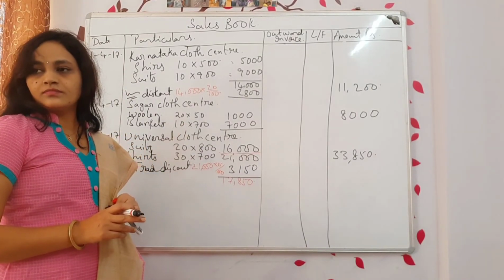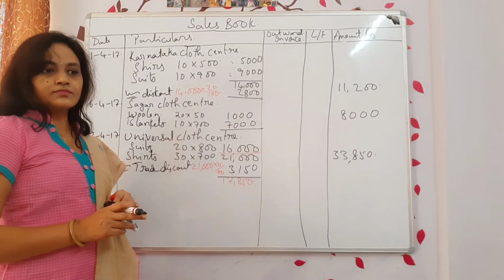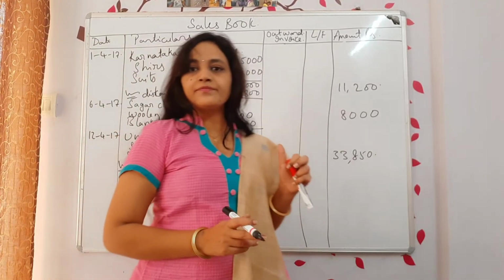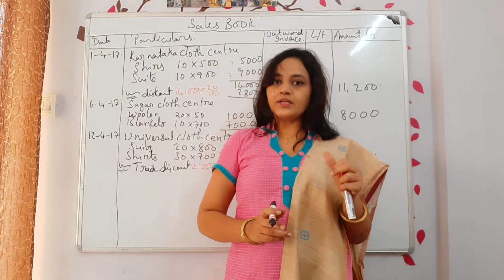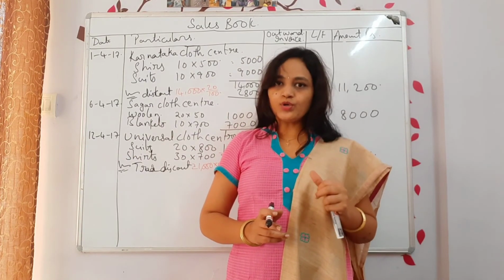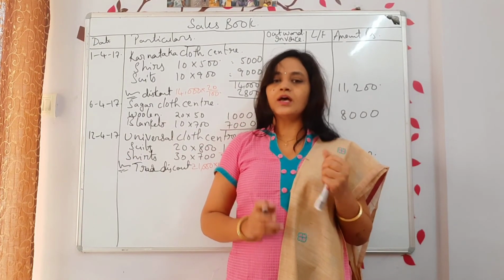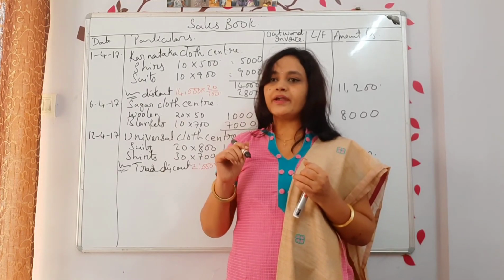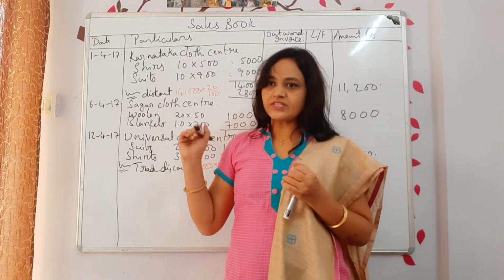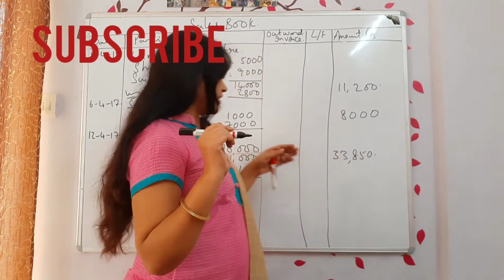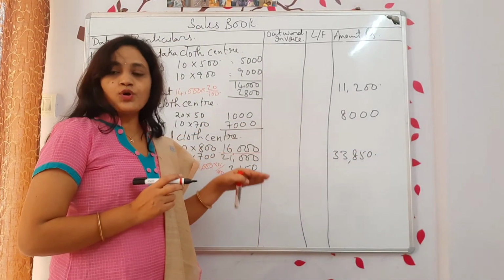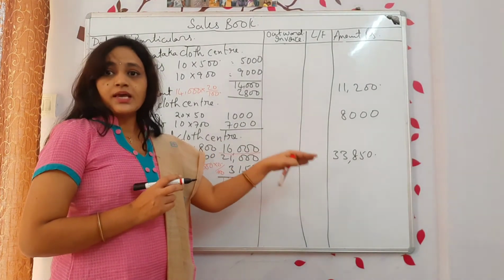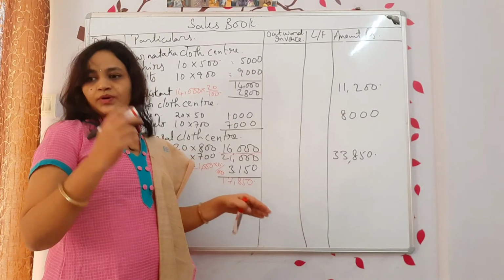What is the next transaction? On 20/4/17, sold 10 blankets to Bhagia Textile at 300 per blanket for cash. So this transaction happened with cash. When we discussed the subsidiary books, we already discussed that cash transactions will not be entered. So we need not take this transaction, but you have to mention a note that we have not taken it because it is a cash transaction. Clear?